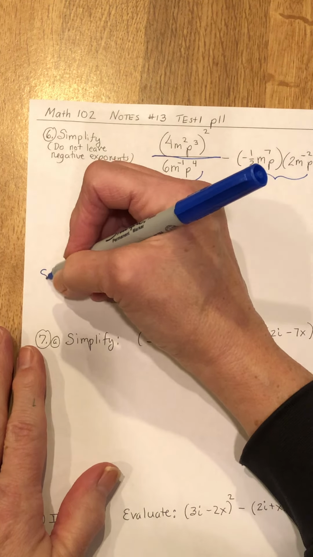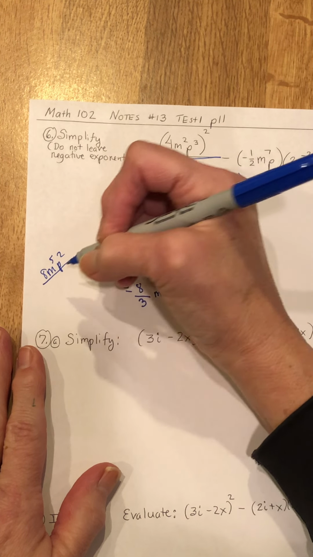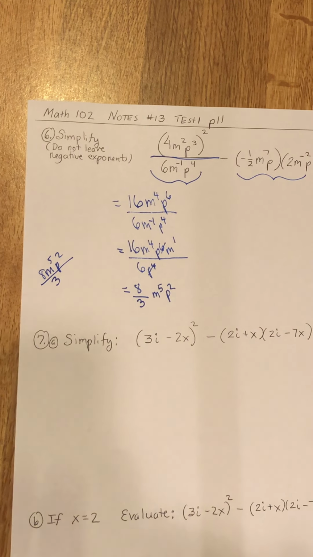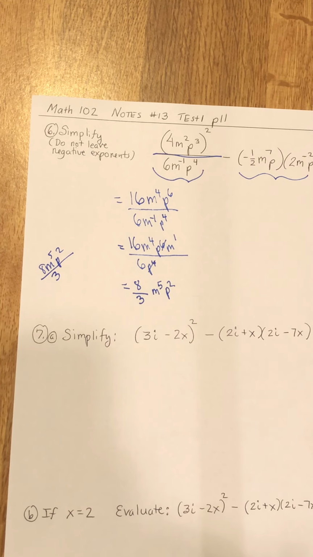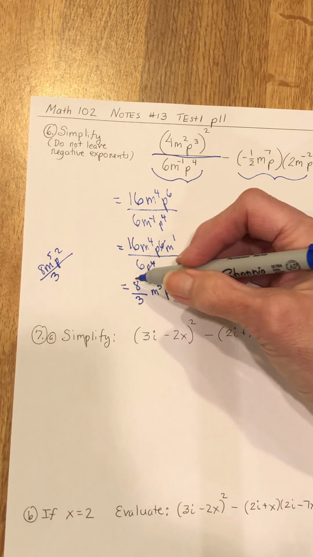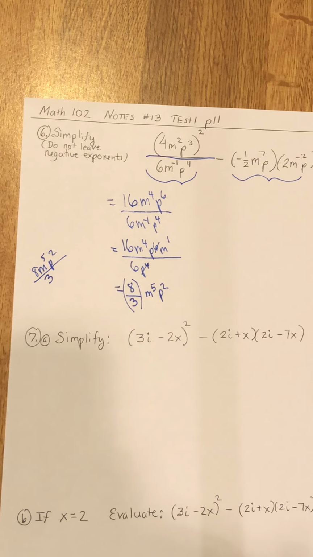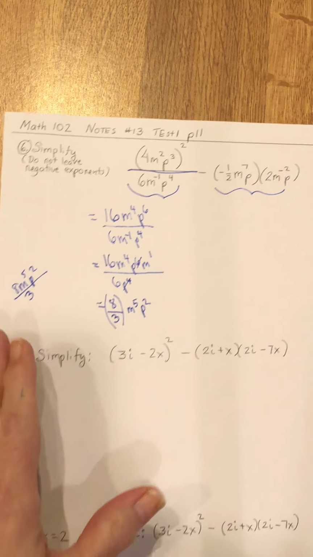You can also write it like this, all over 3. Doesn't matter. But you should realize the type of term this is, an m to the 5th p squared, and you have 8/3 of them. That's your coefficient. All right. Now let's look at the other term.